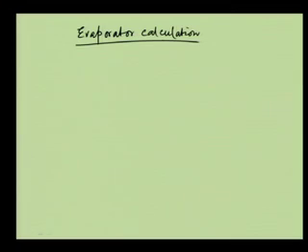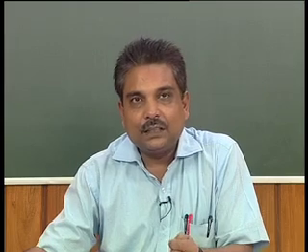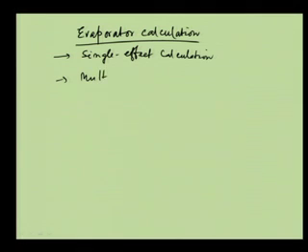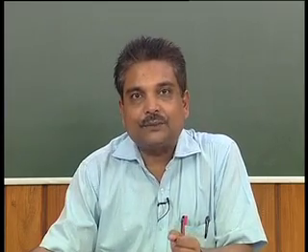In the evaporator calculations, we will be discussing two things. We will first see a single effect calculation, and then we will go for multiple effect calculation. One thing is pretty clear: when you go for evaporator calculations, basically for the design of the evaporator, our target is to find out the area of heat exchange. That is the most important thing.